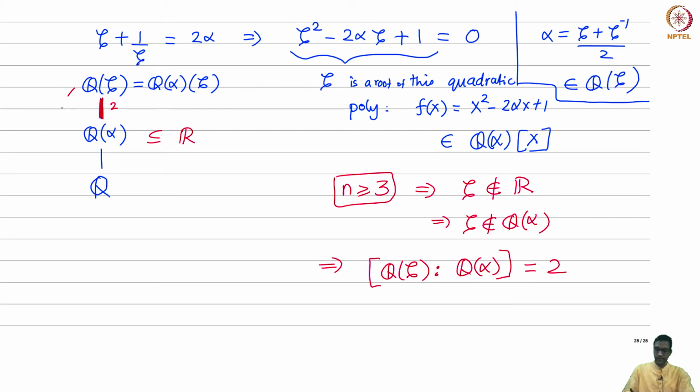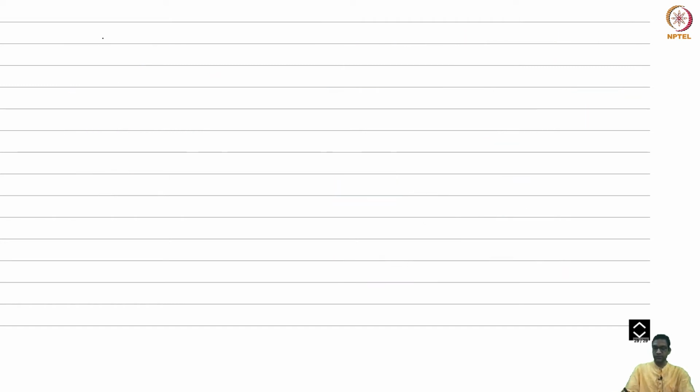And Q(zeta) is the cyclotomic field over Q, and that we know is a degree phi(n) extension. Now let's look at what that implies. Well, that says in particular that Q(alpha) over Q is of degree phi(n)/2. So that's the conclusion we wanted. If I look at the extension Q(alpha) over Q, its degree is phi(n)/2.